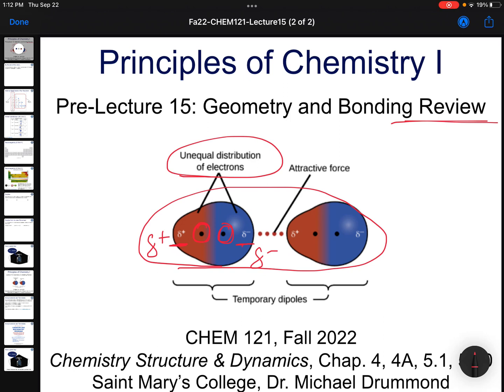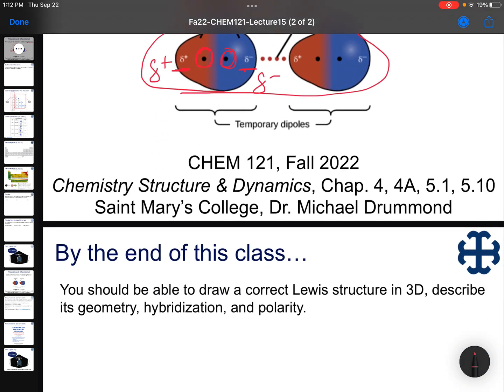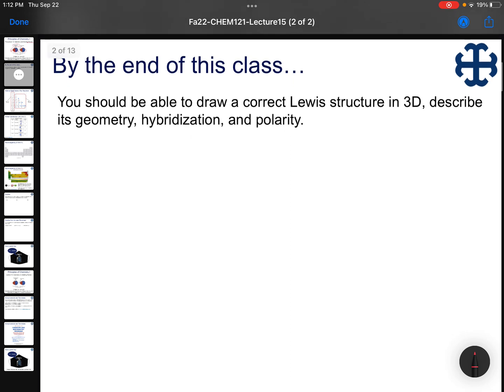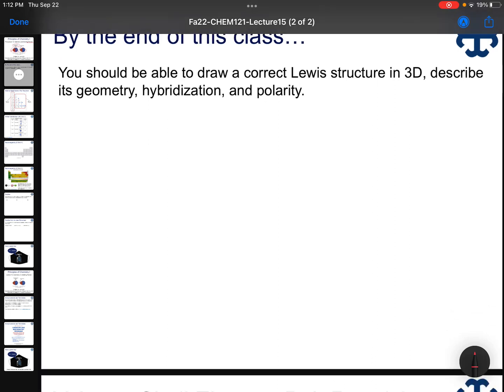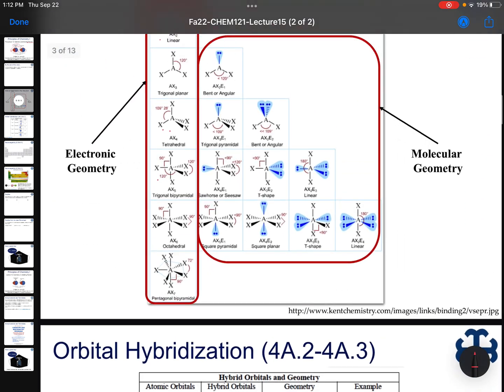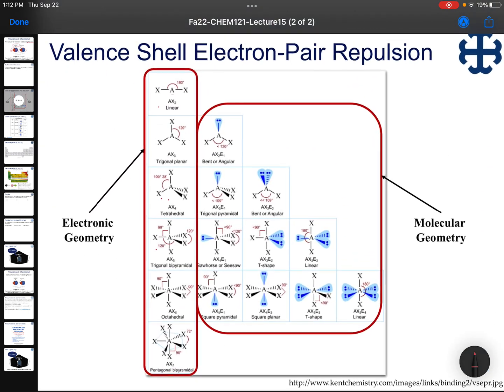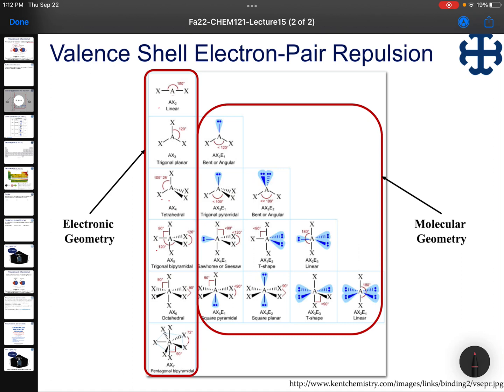Okay, so we're going to keep going with that. Basically, by the end of this lecture, you should be able to draw a correct Lewis structure in 3 dimensions, describe its geometry, hybridization, and polarity. Hopefully those are all things that you have some idea of doing, but this lecture will help solidify that. Okay, so I wanted to start out by showing this. It's basically a different representation of some of the graphics that we've seen before. I'm going to cross out this one here at the bottom because you don't need to know about that.